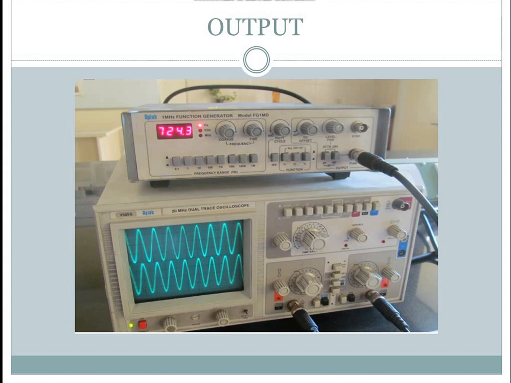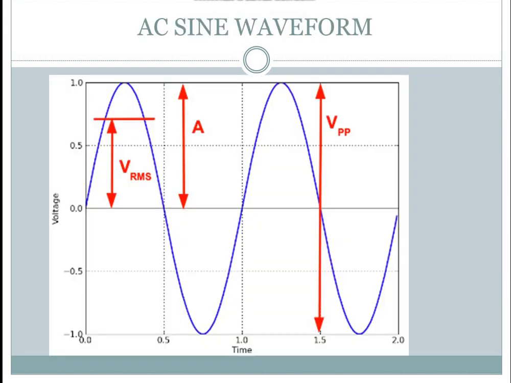First we switch on both the CRO and the function generator. Next we connect the positive probe of the CRO to the positive terminal of the function generator, that is, the red wire to red, and the black wire, the negative CRO terminal, to the negative terminal of the function generator. After connecting, we get an output as a sine waveform on the CRO like this. This is a model graph.